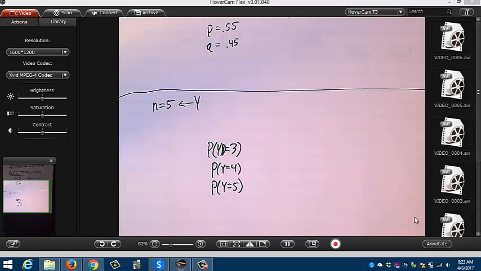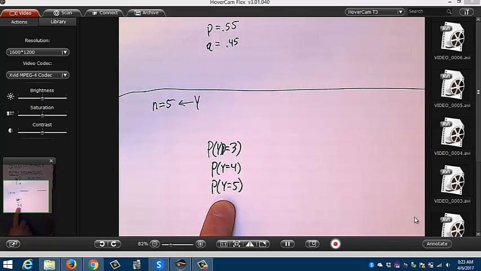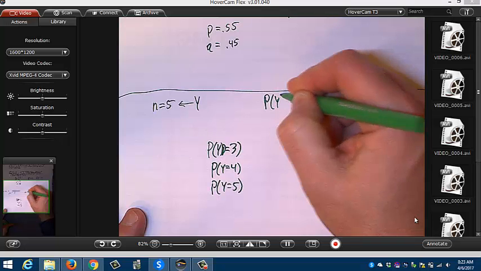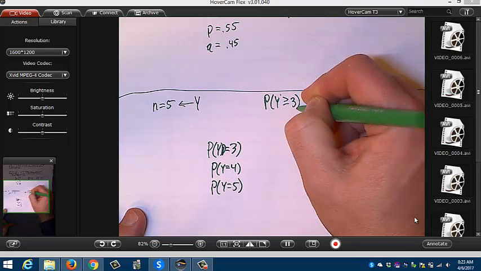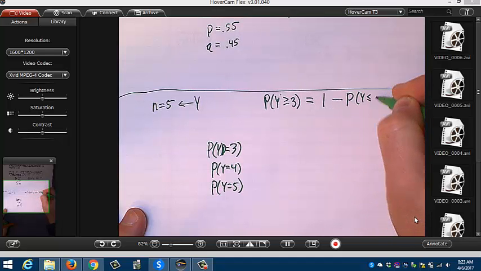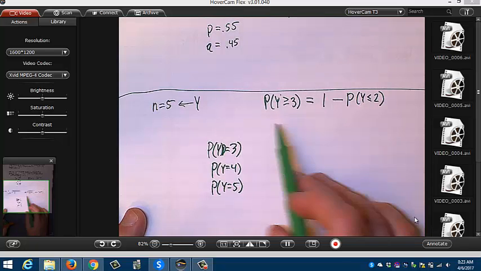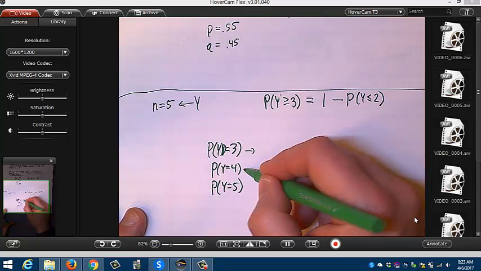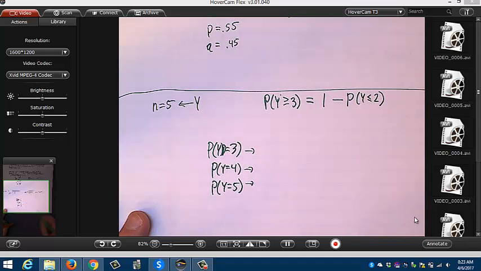Of course, I tried to mention there's a shortcut, an alternative approach also. What's another way you could do this problem? Yeah, that binomial CDF you may want to try. Because what you're supposed to do here is compute the probability that y is bigger than or equal to 3. Well, you could say that's 1 minus the probability that y is less than or equal to 2. So this is another way to do it. You either add up these 3 or you explore this possibility.